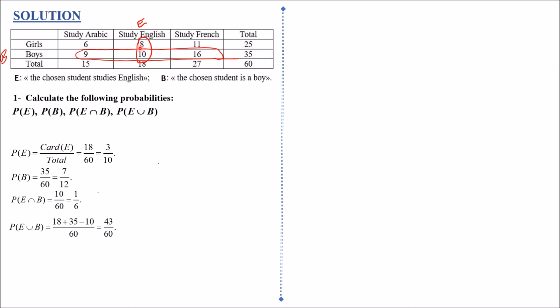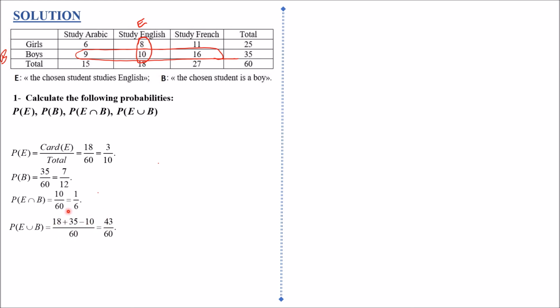Probability of E union B. To find E union B, we should count everything included within E and B. So here, if we count 9 plus 10, 19, and 16, 35, 35 and 8, so we get 43. We take all the elements which are in E and B, which is equal to 43 out of 60.